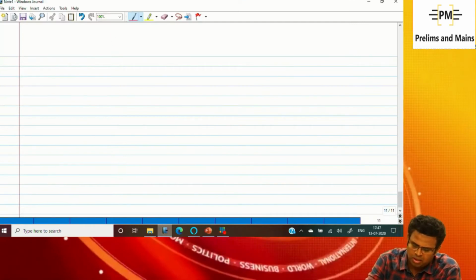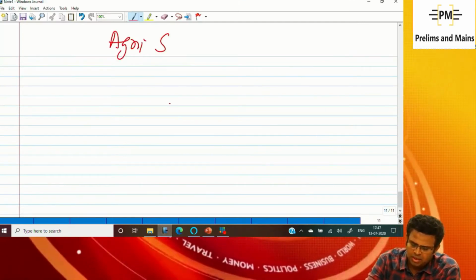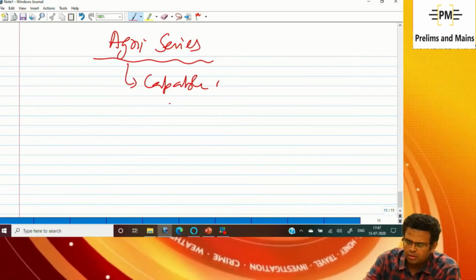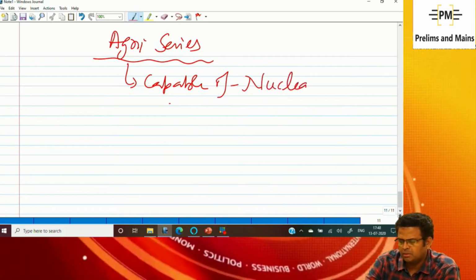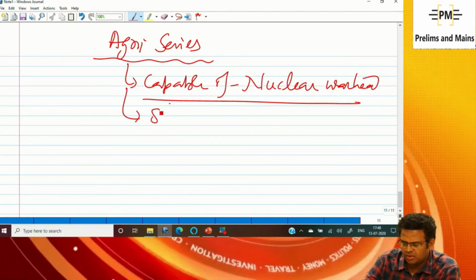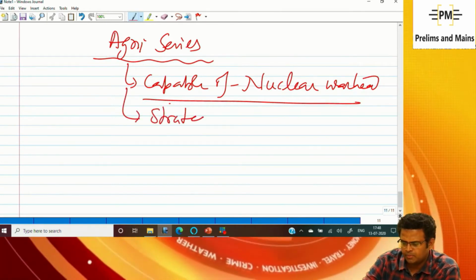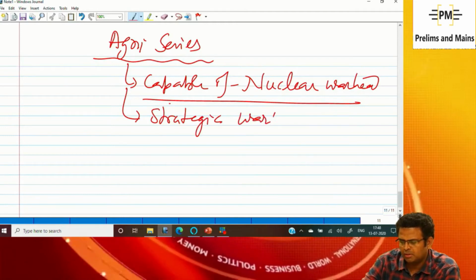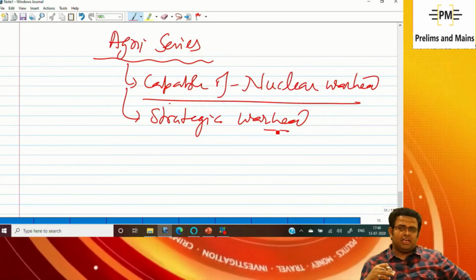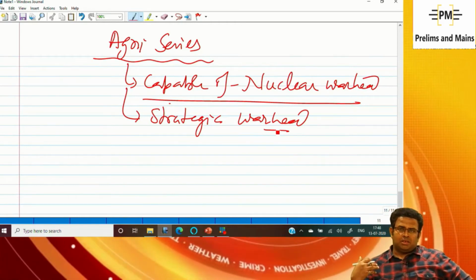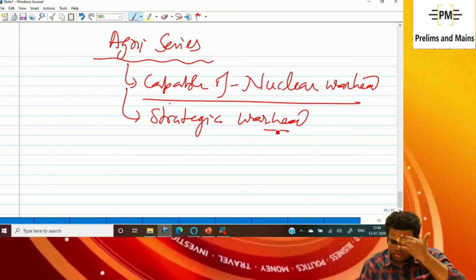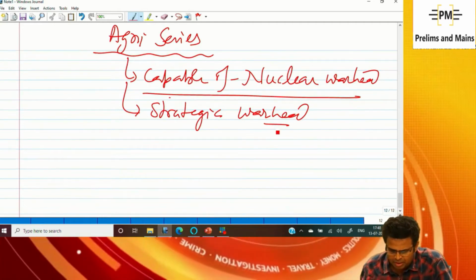Our next point is about the Agni series. The Agni series is capable of carrying a nuclear warhead, a strategic warhead. So Agni 1 to Agni 5 can carry nuclear warheads, yes or no? And it means mass destruction.